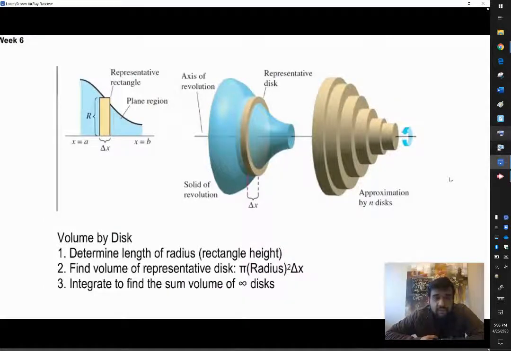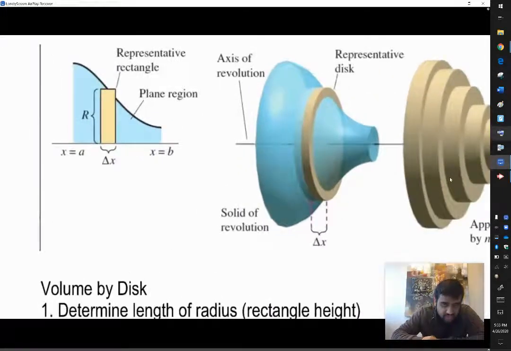So from that view, we have the following procedure for finding the volume by revolution. This is called the disk method. First, determine the length of the radius itself. That's going to be top minus bottom. The bottom is often the x-axis, which means top minus zero, because y equals zero is the x-axis. But not always, but in general, top minus bottom. So find the radius, which is going to be the rectangle height. So the height of this rectangle becomes the radius of the disk.